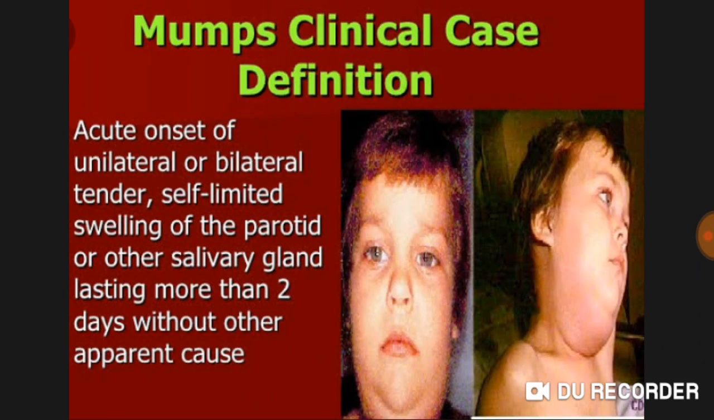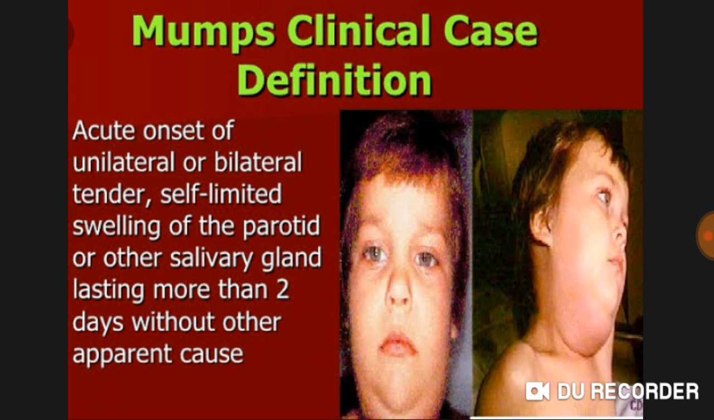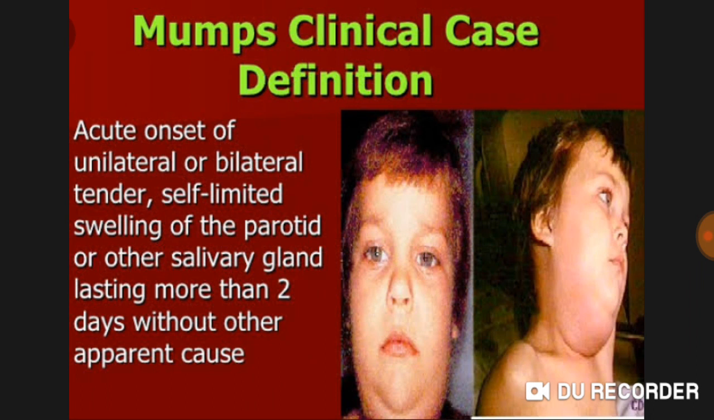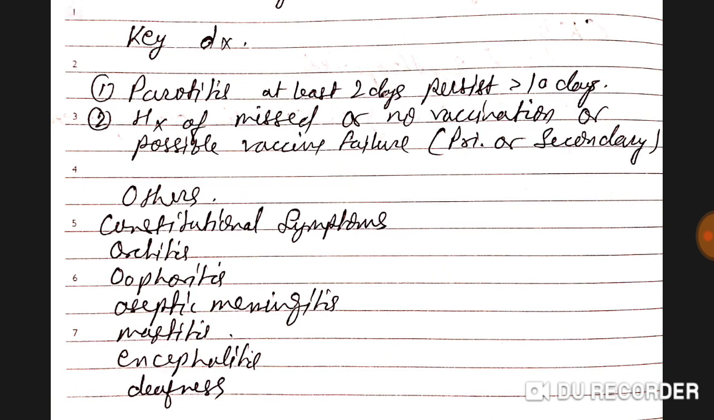bilateral parotitis. Let's see. Mumps clinical case definition: acute onset of unilateral or bilateral tender, self-limited swelling of the parotid or other salivary glands lasting more than 2 days without other apparent cause. See, this is a case of mumps, but I have a case of mumps in an adult.